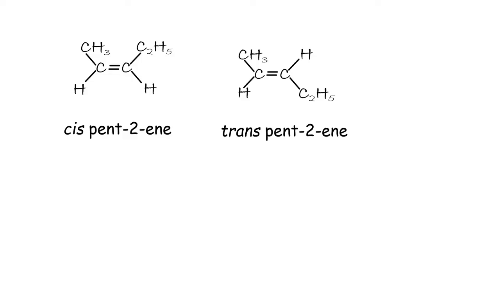Pent-2-ene does show geometrical isomerism. It doesn't matter that the two groups on the carbon atoms are different from each other. Here we have CH3 and here we have C2H5. Because there are hydrogen atoms on the other side of the carbon-carbon double bond, we can see that this is the cis isomer and this is the trans isomer.